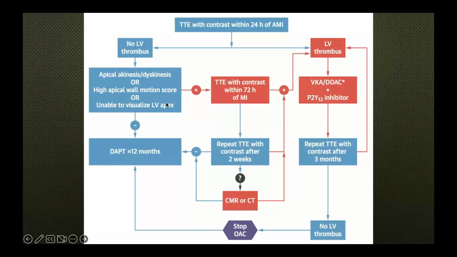in patients who have an apical aneurysm or they can't really visualize the apex, they recommend repeating an echo again with contrast. And if the study still remains negative, they should still receive an echo after 2 weeks. And if the results are inconclusive, going to the gold standard cardiac MRI would be appropriate.